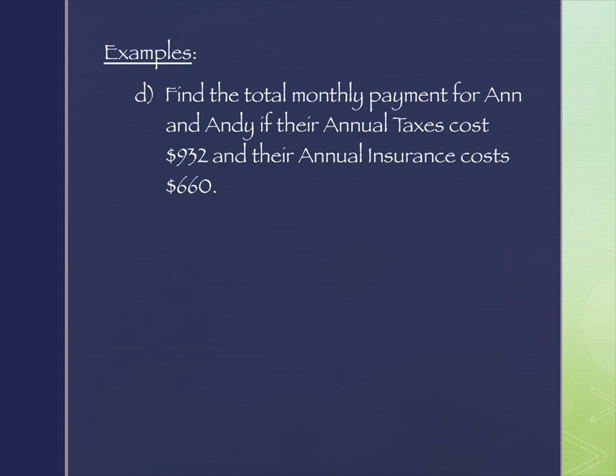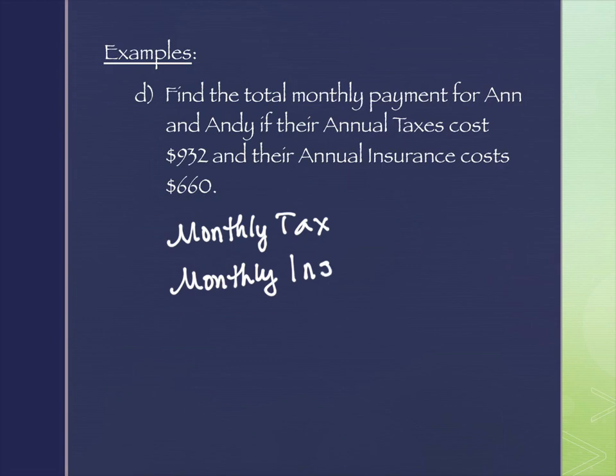So we're going to figure out what our monthly amount is for each of these things. So our monthly taxes and our monthly insurance. So how can I figure out how much these things are costing me monthly? Yeah, I divide it by 12. If the taxes in a year cost me $932, then they would cost me that divided by 12 monthly. So how much is that monthly for my taxes?